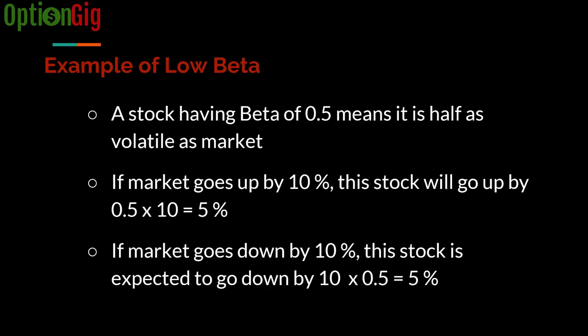Now examples of low beta. For example, if a stock has a beta of 0.5, it means it is half as volatile as the market. So if the market goes up by 10%, this particular stock which has a beta of 0.5 will go up only by 5%. Conversely, if the market goes down by 10%, this stock is expected to go down only by 5%. So both the upsides and the downsides are subdued. They are half of what we would generally expect the market to do.